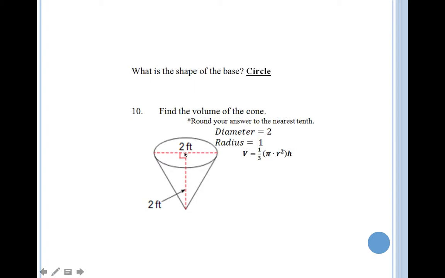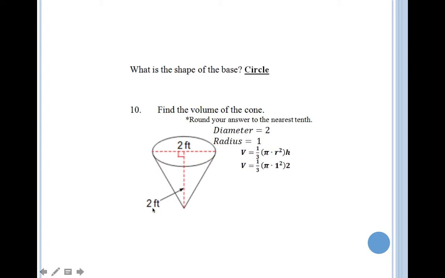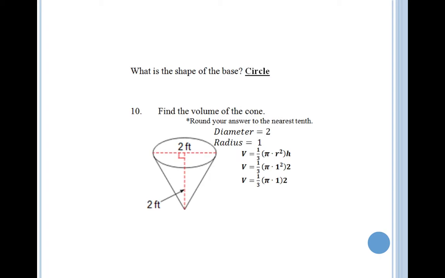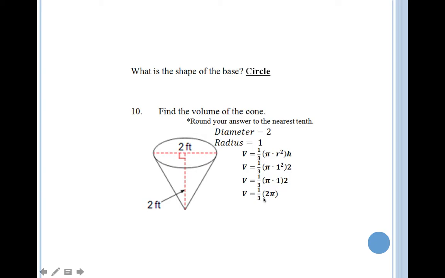Okay, formula, V equals 1/3 pi r squared, because that's the area of my base, times the height. Radius we said was 1. The height is this one here, it's 2. Okay, plug it in. 1 squared, 1 times 1 is still 1. 1 times 2 now is, well, 2. And then I need 1/3 of 2. So 1/3 times 2, or 2 divided by 3.